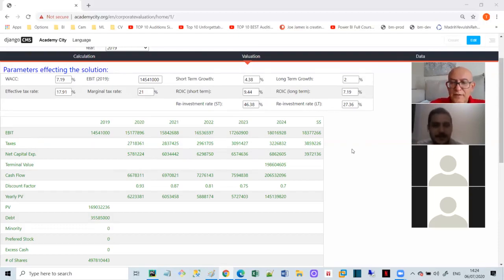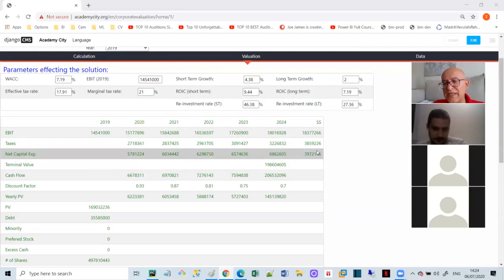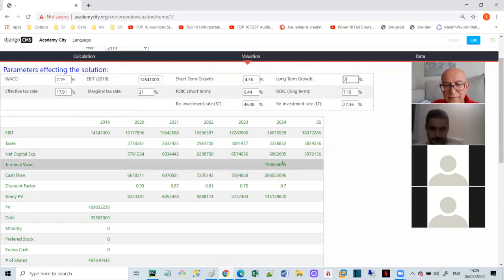Good. And terminal value, how do you calculate it? Terminal value is really, you take the 183 and all those numbers, you subtract taxes, you subtract net capital expenditure, you get a cash flow for 2025. You take that number, you divide it by the WACC minus 2%, which is the growth rate in the steady state. That will give you the terminal value.